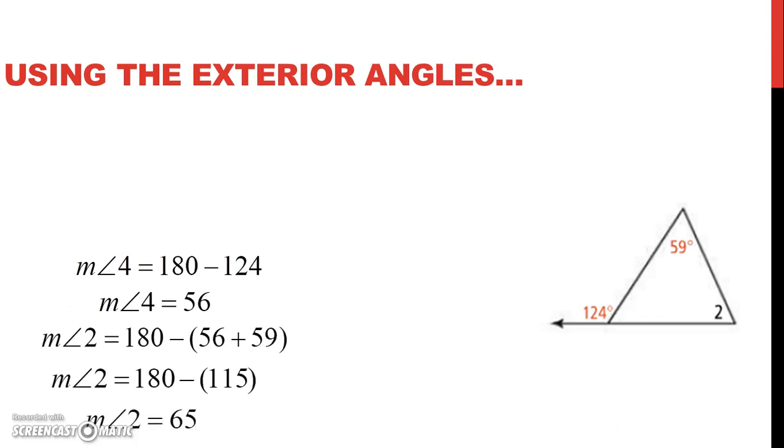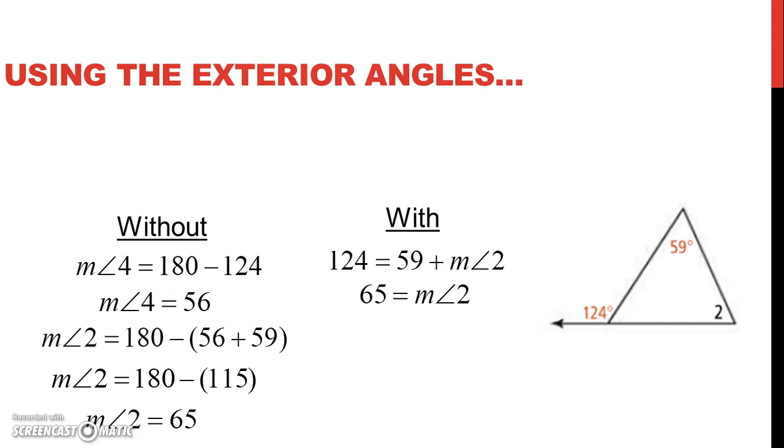Using the exterior angle sum theorem, we do 124 minus 59, and we find that angle 2 is 65 degrees. So the exterior angle sum theorem, the whole point of it is to make this quicker. You don't have to do the 5 steps, you can do 2.